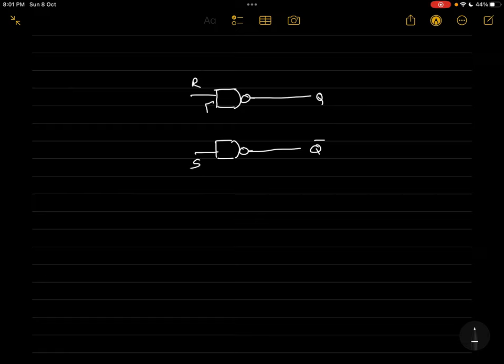In the SR latch, the output of the first NAND gate is connected as input of the second, and the output of the second NAND gate is connected as input of the first one. So for this circuit, R and S are inputs, and Qn and Qn bar are the final outputs. S and R can take four values: 00, 01, 10, 11.